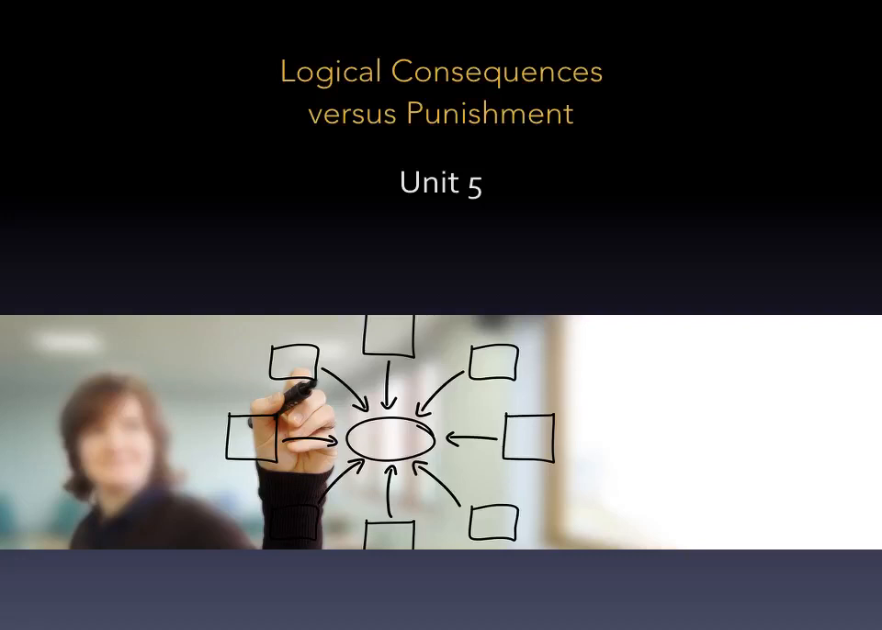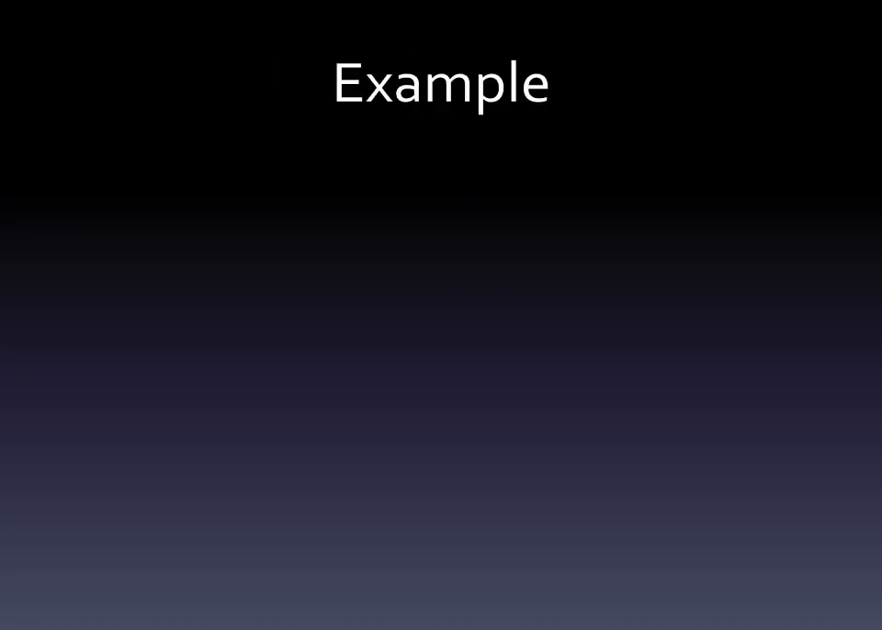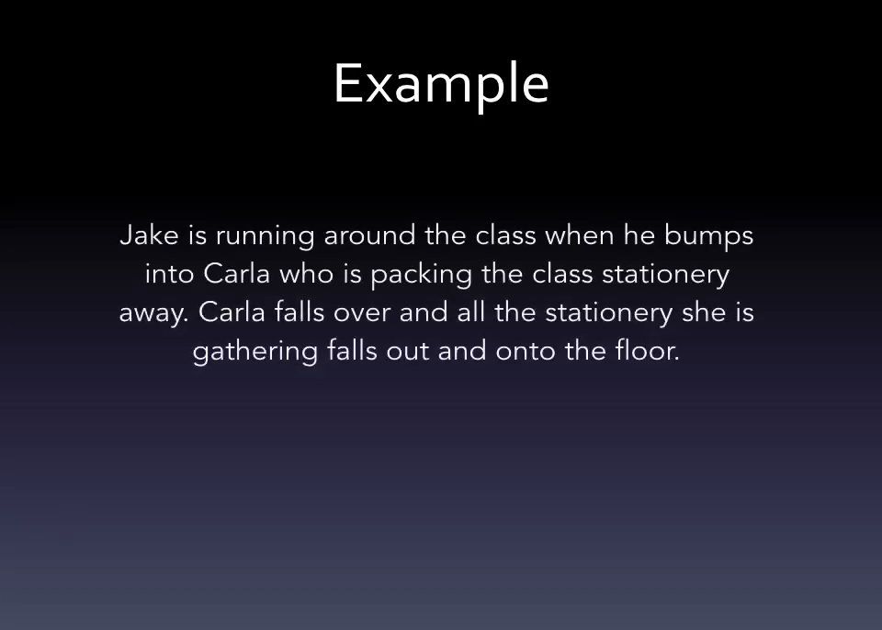In Unit 5, we're going to look a little bit more closely at logical consequences versus punishment. We're going to begin this unit looking at an example we used in the previous unit. Jake is running around the class when he bumps into Carla, who is packing away the class stationery. Carla falls over and all the stationery she is gathering falls out and onto the floor.